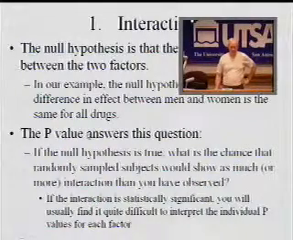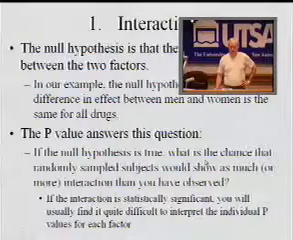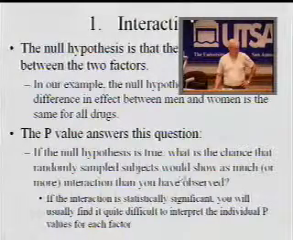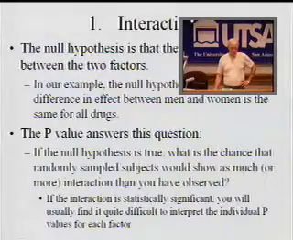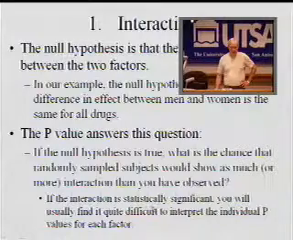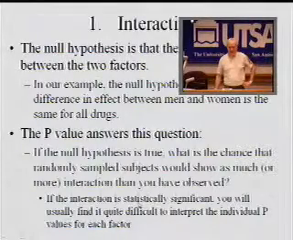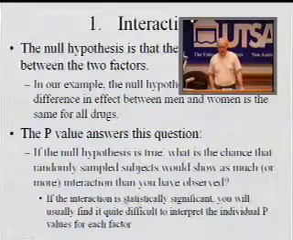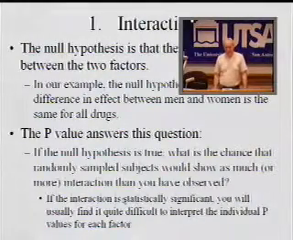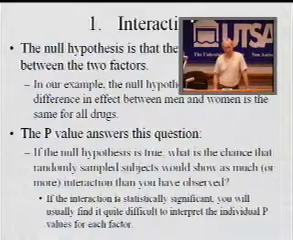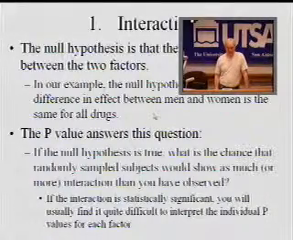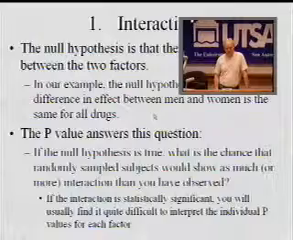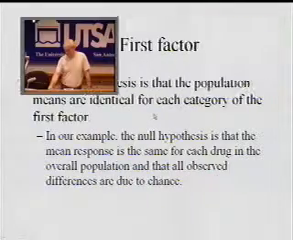The p-value answers this question. If the null hypothesis is true, what is the chance that randomly sampled subjects would show as much or more interaction than you have observed? So if the interaction is statistically significant, you will usually find it quite difficult to interpret the individual p-values for each factor. So that's what I was saying, I've got a significant interaction and a significant effect of age, but not of the drug. So I've got to work on it, take some creativity and thought and review of the literature to understand what that means.